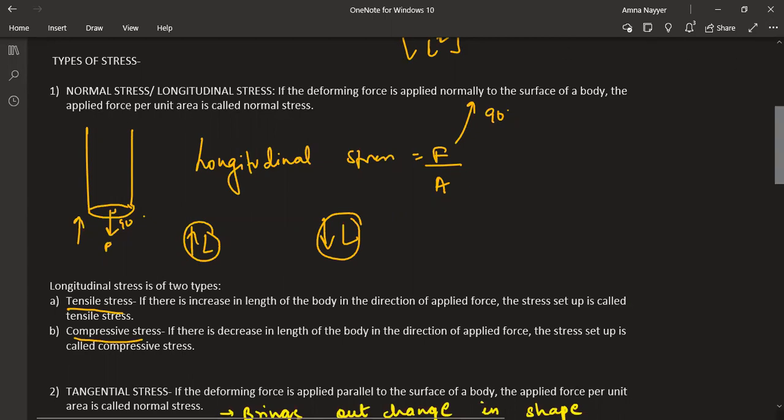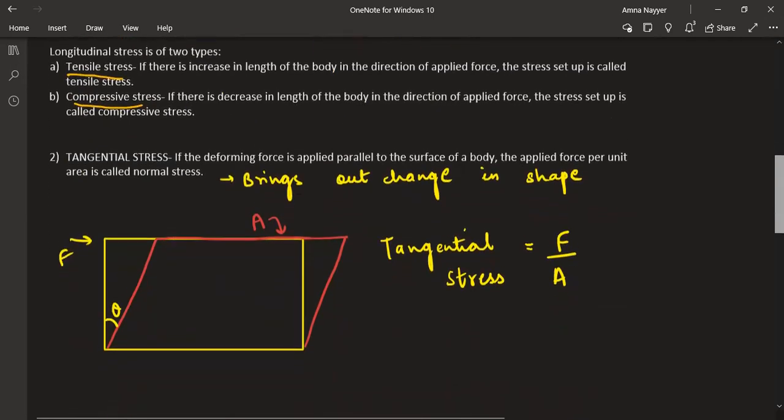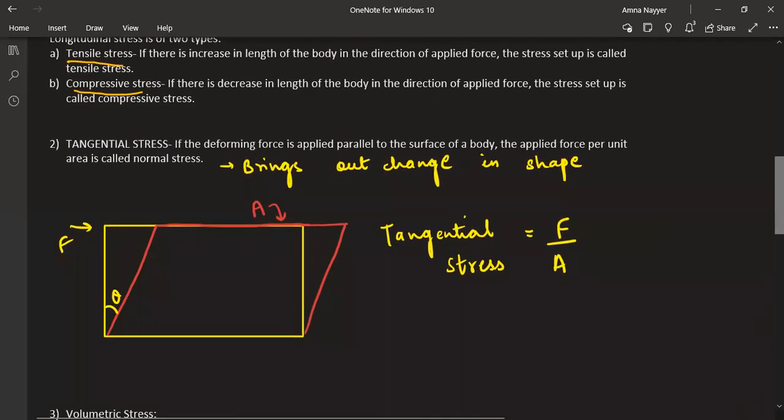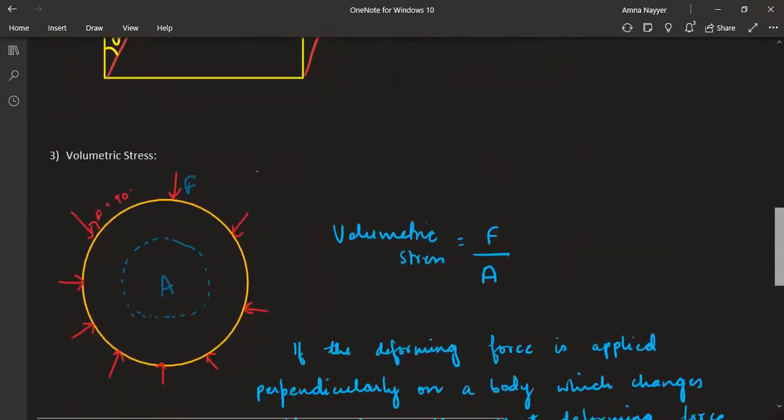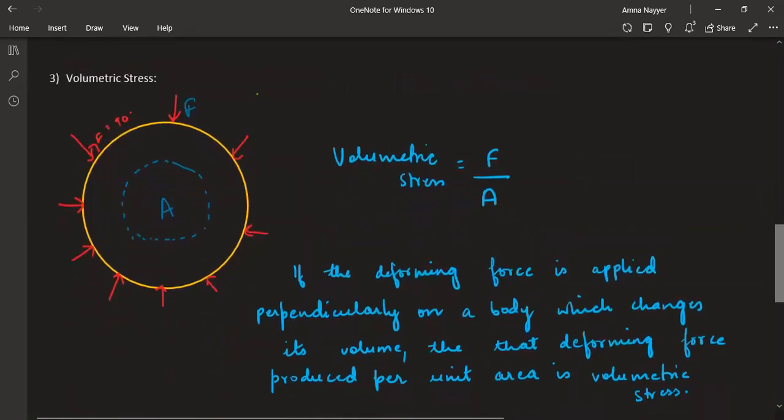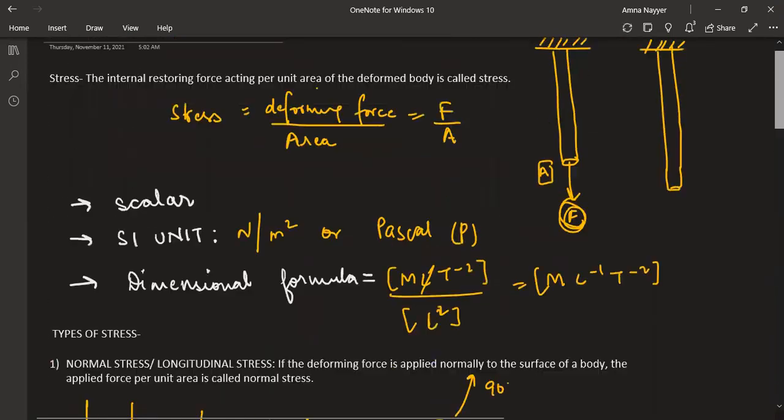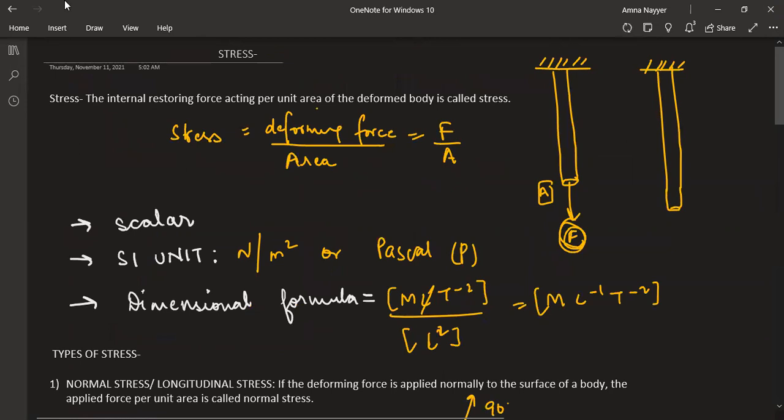Then we have tangential stress. Tangential stress was parallel force. Perpendicular force with change in length is longitudinal stress. Just parallel forces, tangential. And perpendicular plus change in volume was volumetric stress. Perpendicular plus change in volume. Fine, note down stress. Any doubt you have from stress, please ask me.